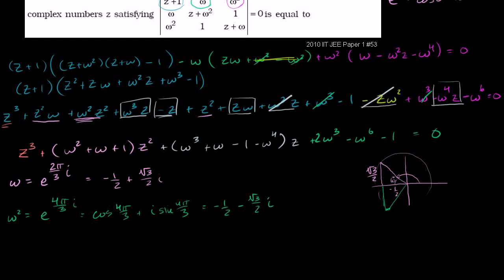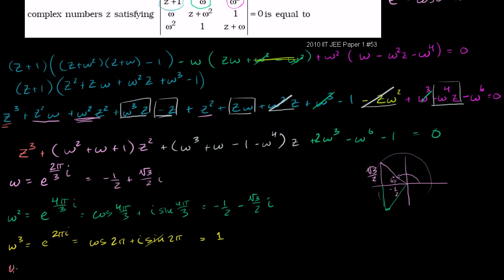Now let's think of omega to the third power. Omega to the third power is equal to e to the 2 pi i, which is equal to cosine of 2 pi plus i sine of 2 pi. Well, sine of 2 pi is just 0. Cosine of 2 pi is equal to 1.